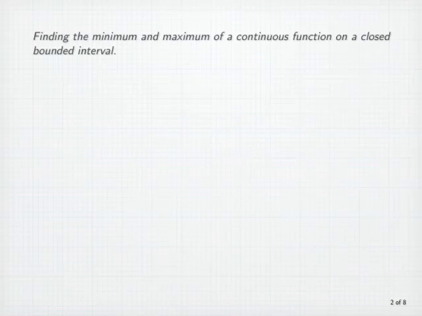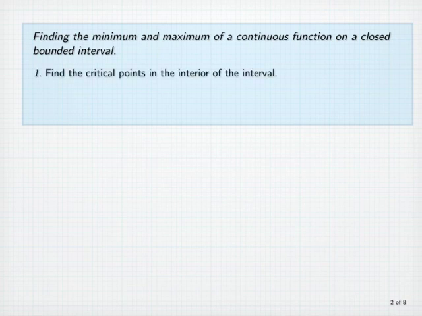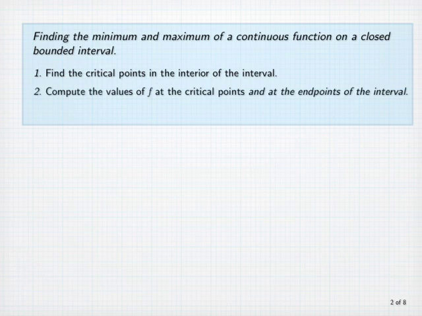Here's a procedure for finding the minimum and maximum of a continuous function on a closed bounded interval. First, find all the critical points in the interior of the interval. Then, compute the values of f at the critical points and at the endpoints of the interval. And finally, select the least and greatest of those computed values.